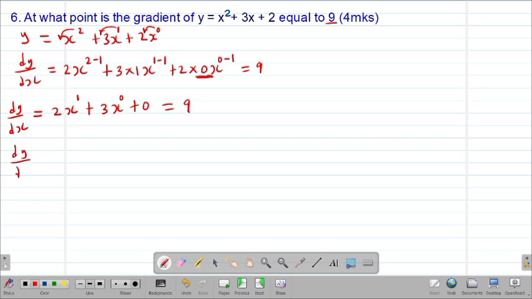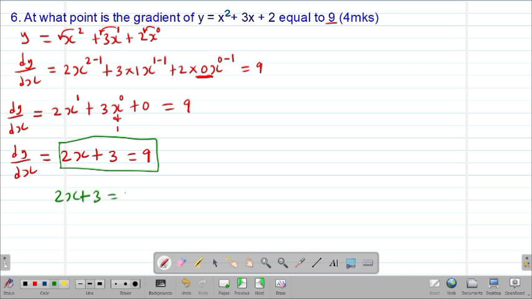So dy/dx will be equal to 2x. X power 1 is the same as saying x. Then plus, this one will give us 1. X power 0 is 1. 3 times 1, I'm going to get 3, which is equal to 9. So to get the value of x, I'll consider this part of the equation only. So I'm having 2x plus 3 being equal to 9.